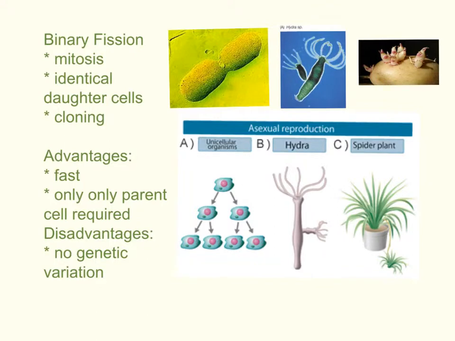So binary fission is only through mitosis, and produces identical daughter cells, and a good example of this is cloning, so they're actually producing exact copies of the parent. The advantages of binary fission is that it's fast, only one parent is required, and the disadvantages are that there's no genetic variation, and this means that if an antibiotic is introduced to a plate of bacteria, all of those bacteria are theoretically identical, and they will all die. If one's susceptible to the antibiotics, then they'll all pass away.